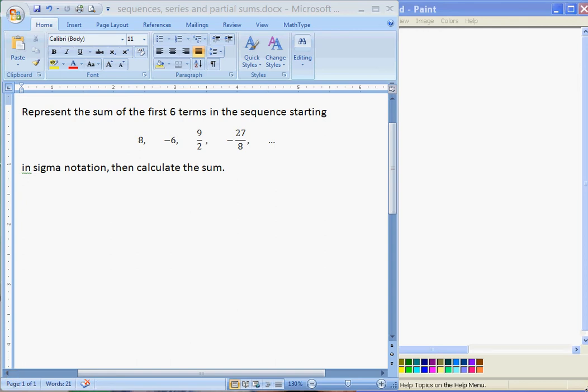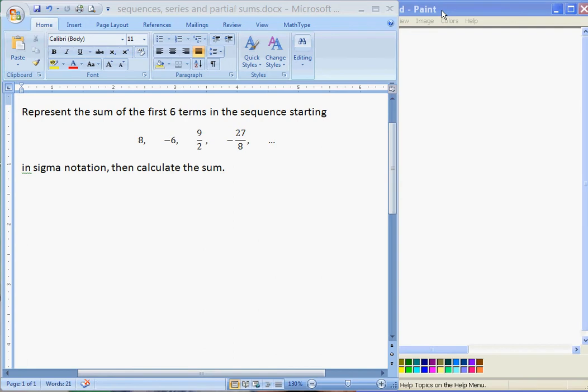Hello and welcome to the video where we attempt to put together sequences, partial sums, sigma notation, and how to calculate the whole thing. This is the problem we're working on. Represent the sum of the first 6 terms in the sequence starting 8, negative 6, 9 halves, negative 27 eighths in sigma notation, then compute the sum.